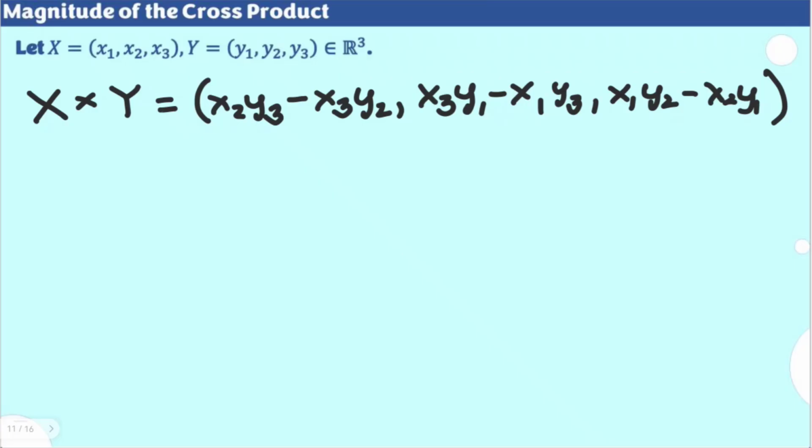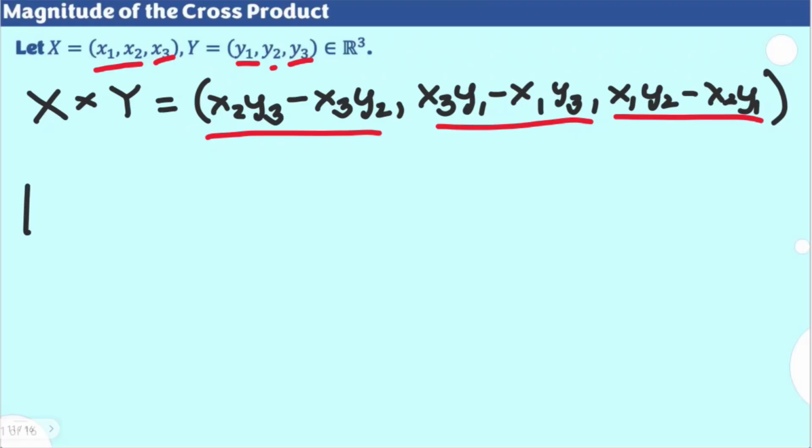So we can see here that for the first component, you would not see the first components. For the second component, you would also not see the second components. And for the third component, you will not see the third components as well. Now, let's talk about the magnitude. The magnitude is simply, again, the length. So we're talking about the length of the cross product.